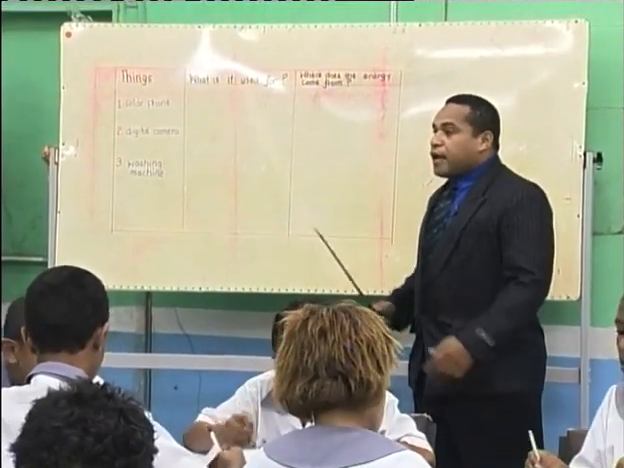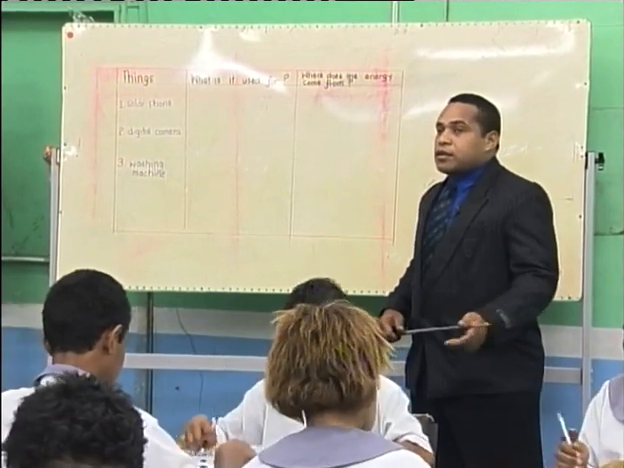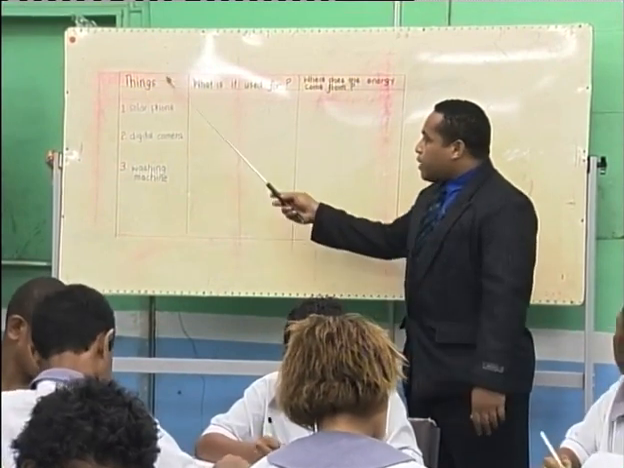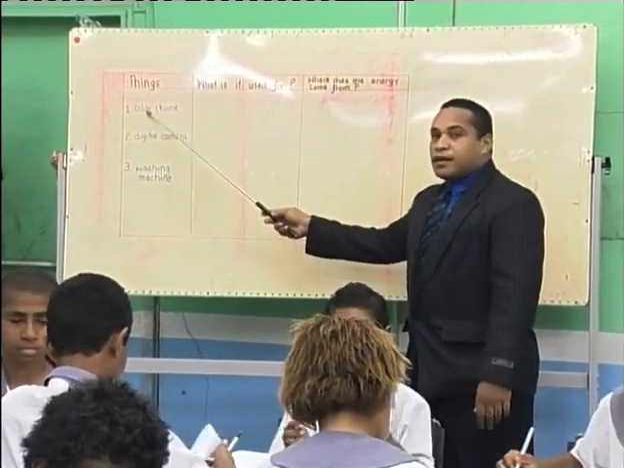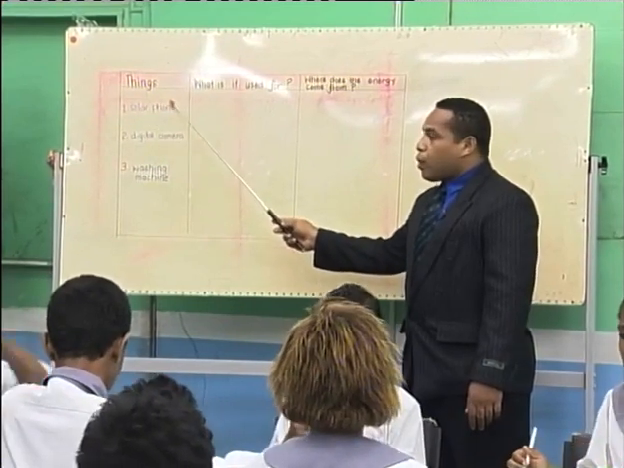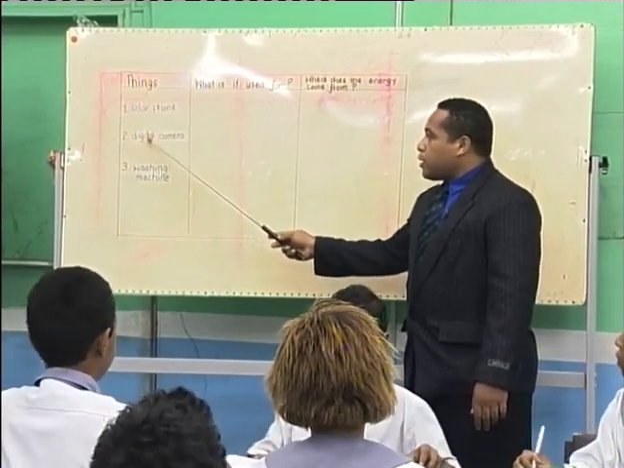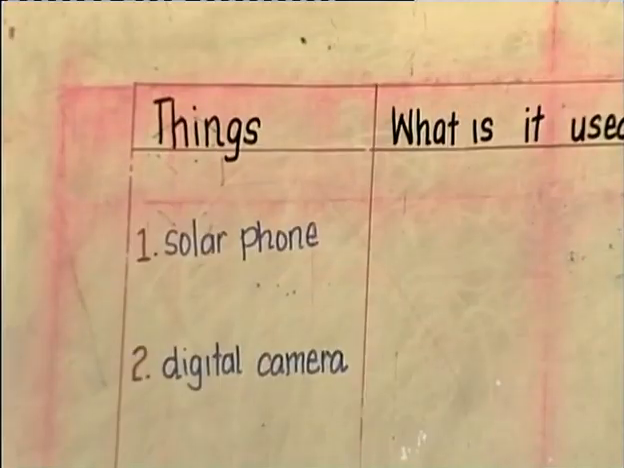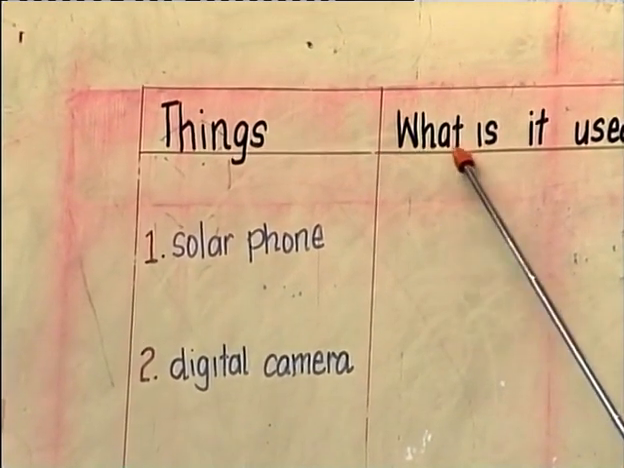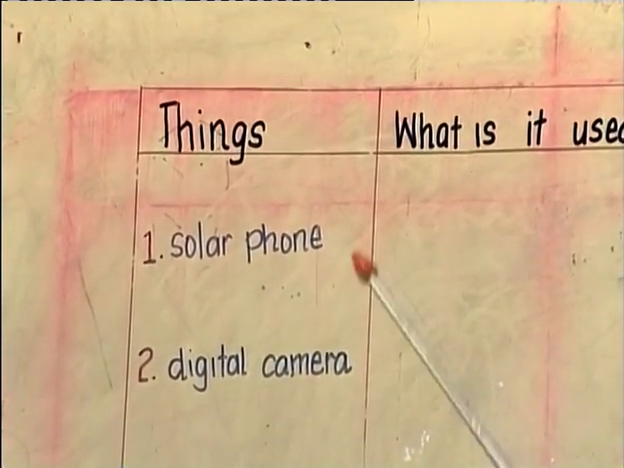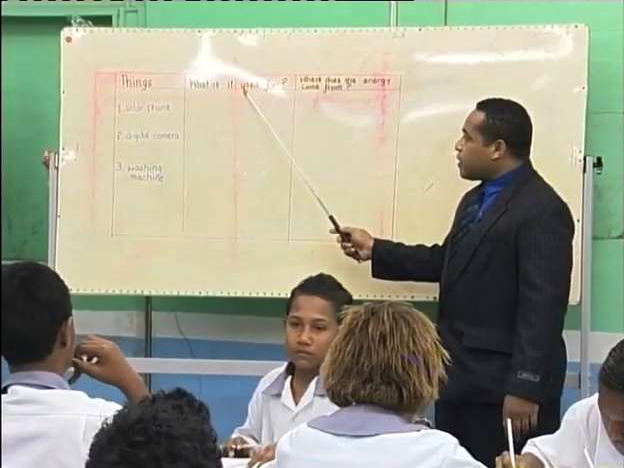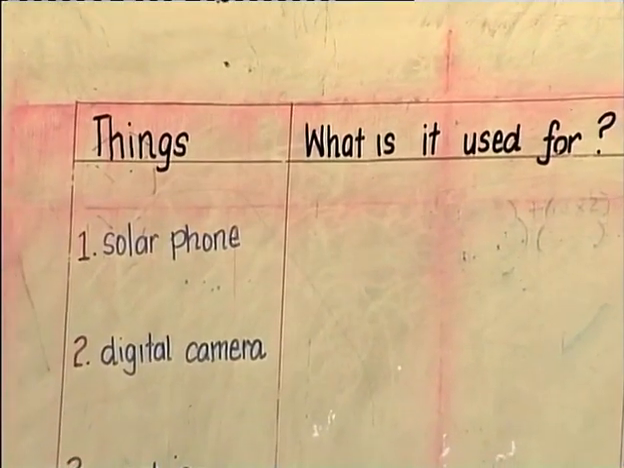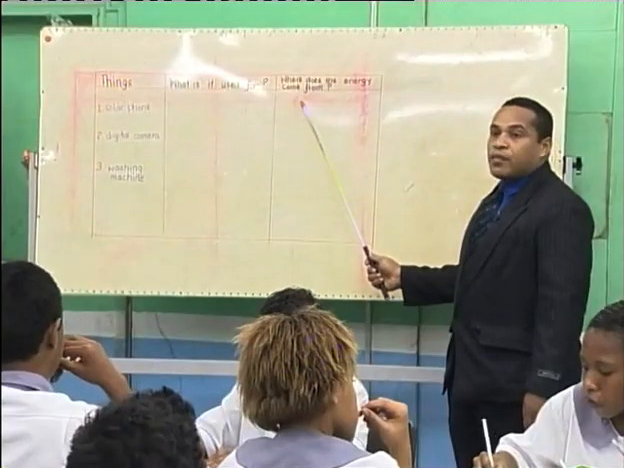Okay, I have a small activity for you. You can discuss in your groups. We have here 3 things. Number 1, solar phone. Number 2, digital camera. And number 3, washing machine. Okay, we have the 3 things here. What is it used for? In the next column, we have the question, what is it used for? And the third column, where does the energy come from?